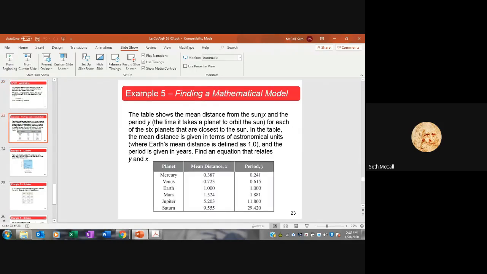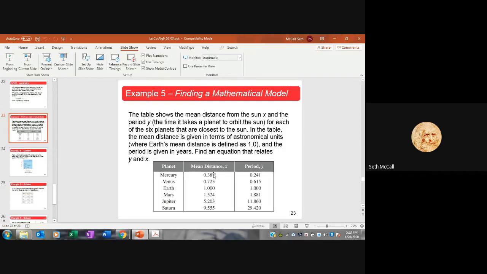So this table shows the mean distance from the sun, x, and then the period y, the time it takes a planet to orbit the sun, for each of the 6 planets that are closest to the sun. In the table, the mean distance is given in terms of astronomical units, where Earth's mean distance is defined as 1, and the period is given in years. So find an equation that relates x and y.